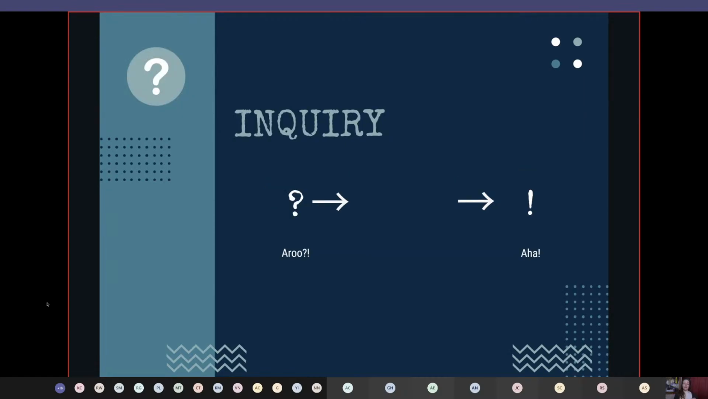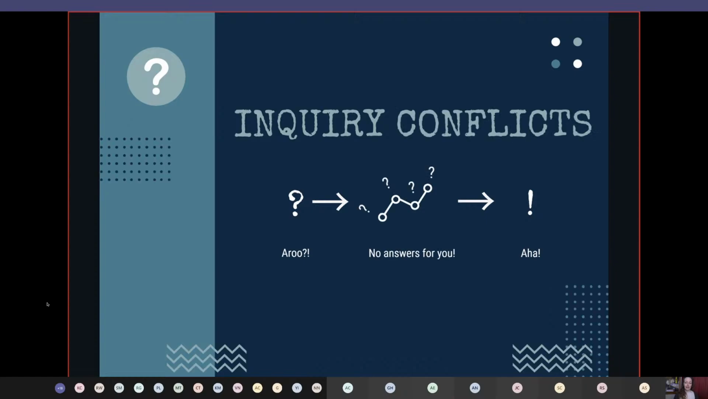Inquiry stories are driven by questions. They begin when a character has a question and end when they answer it. It's a super complicated structure. So these are mystery stories like Sherlock Holmes or Poirot. For an inquiry conflict, your goal is to keep your character from finding the answer. They're lied to. They can't understand the answer. The answers lead to dead ends, red herrings.